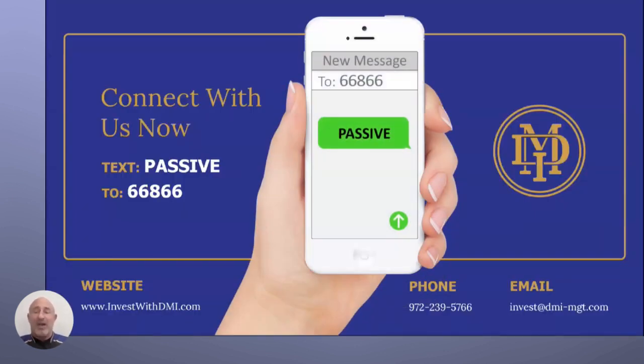And with that, I hope that some of this information opened up your mind to some ideas on how you can compound and grow your retirement plan with some advanced self-directed IRA strategies.